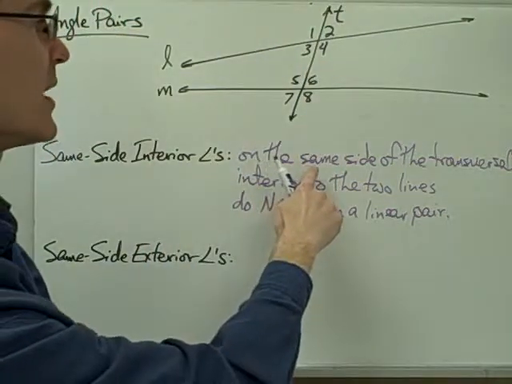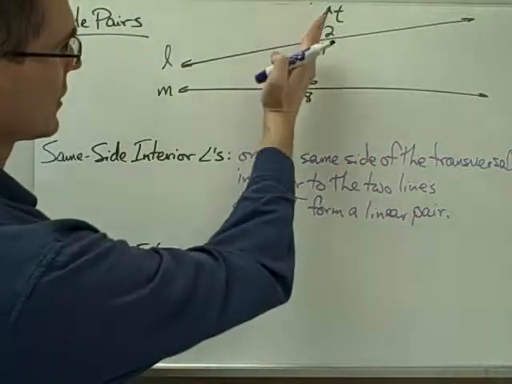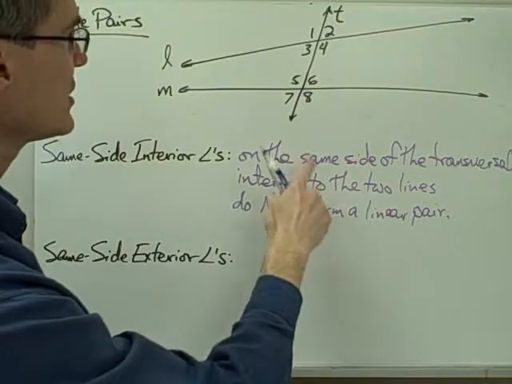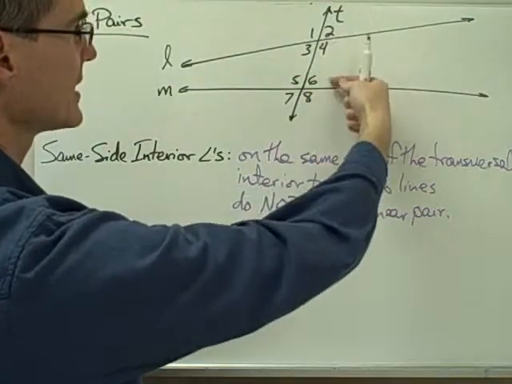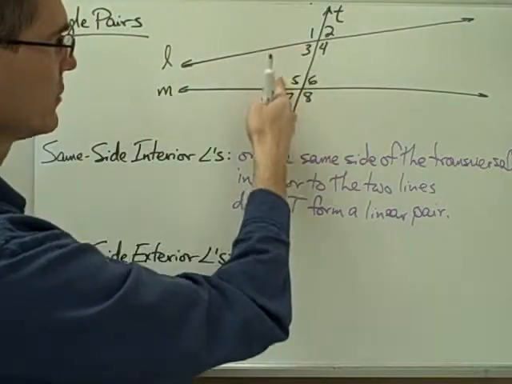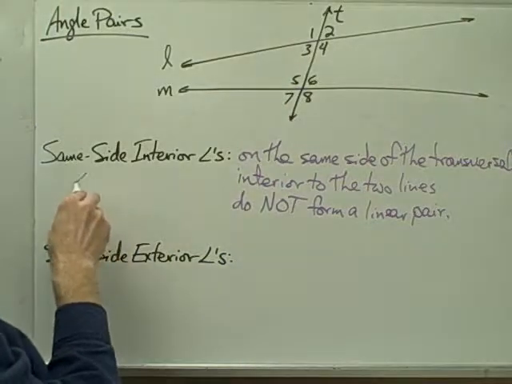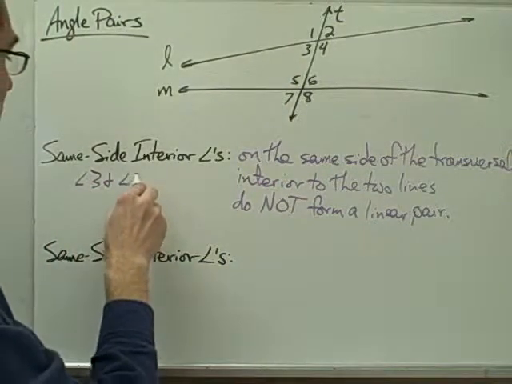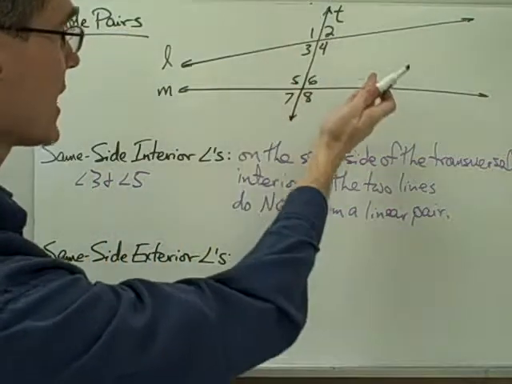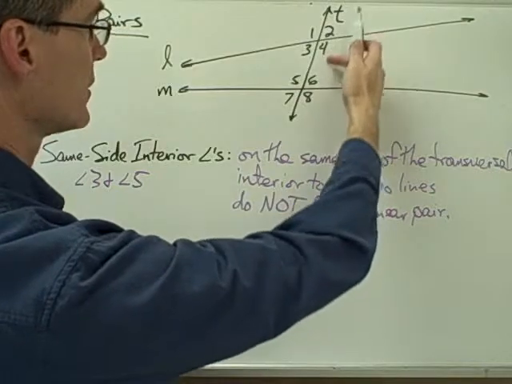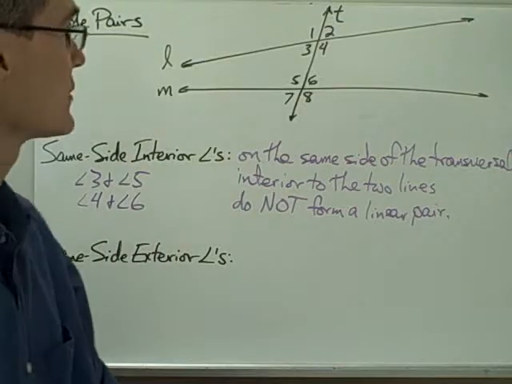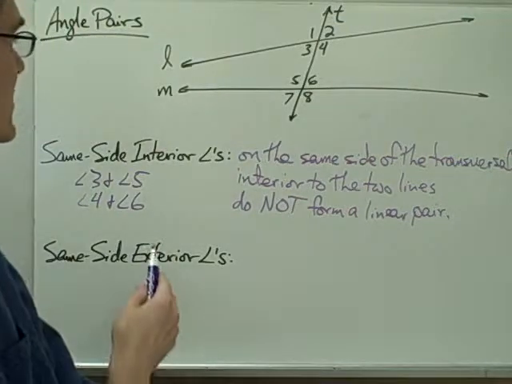So let's see. They have to be on the same side of the transversal. Let's look at the left side first. Same side of the transversal, interior to the two lines. So they have to be inside lines L and M, and they don't form a linear pair. Well, that's going to be angle 3 and angle 5. Those are same side interior angles. And if we look at the other side of the transversal, interior to the two lines, same side of the transversal, that's going to be angle 4 and angle 6. So those are my only pairs of same side interior angles.